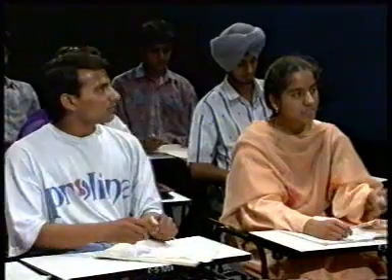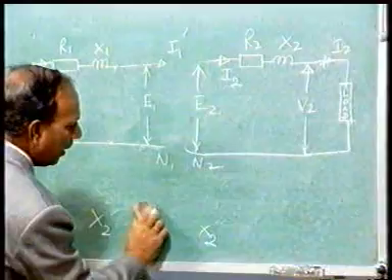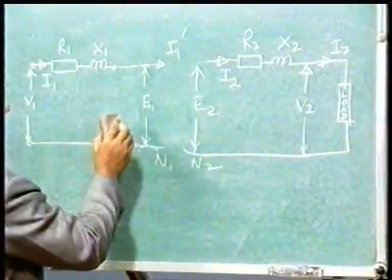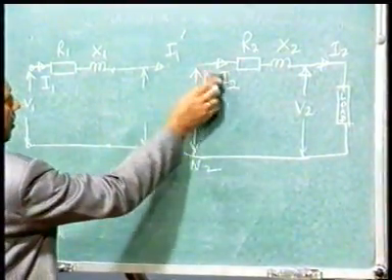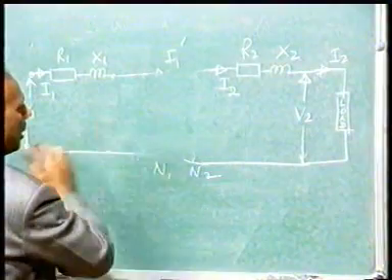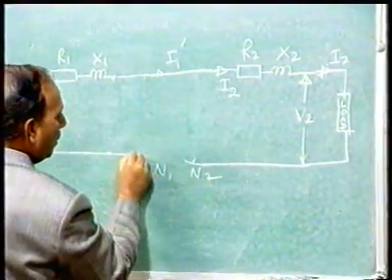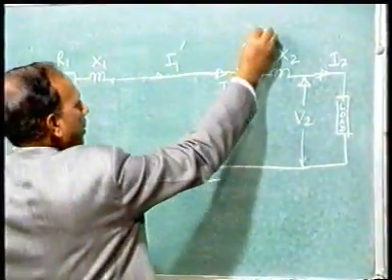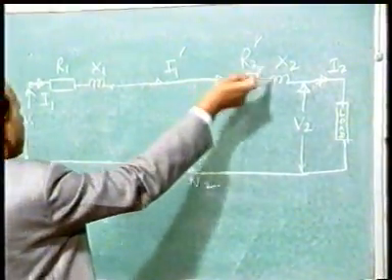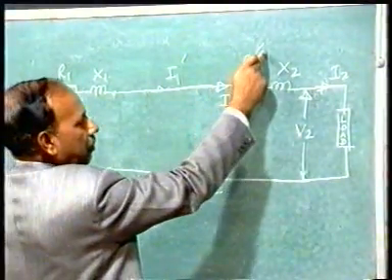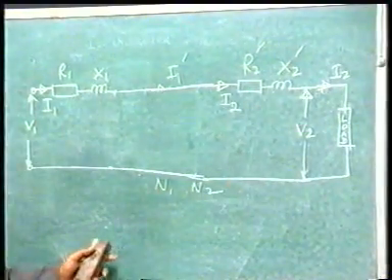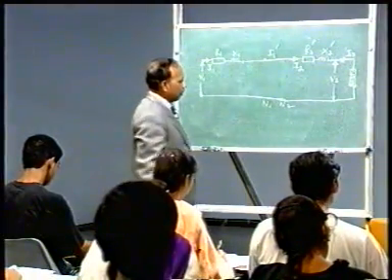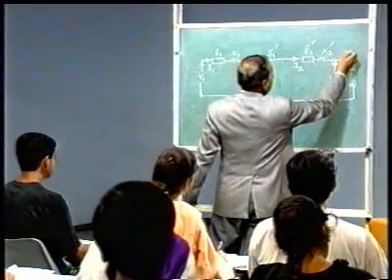Reactances X1 double dash, X1 double dash, and so on. In that case, you can have a single circuit. Assuming that these voltage levels are the same, we can make connections. Otherwise, we say this quantity is transferred to the primary side, so this will be represented by a dash, and this will be represented by a dash. And that's all.